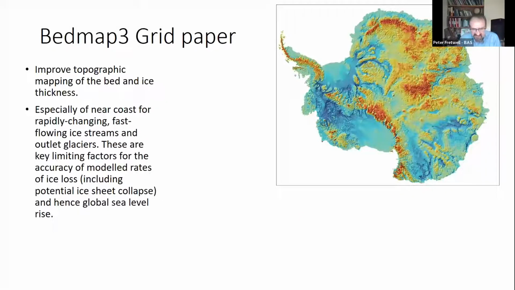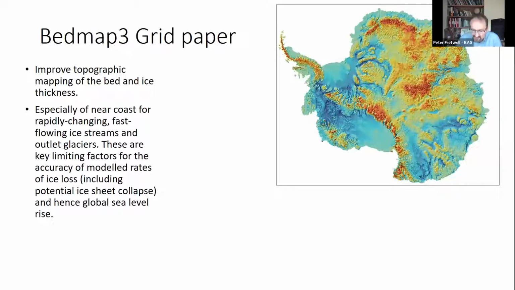The second part is the actual gridding, a new grid of bed. This isn't it, this is a very rough one I put together. We'll obviously incorporate the offshore bathymetry as well, using the new GEBCO and the new IBSCO 2 that's come out recently. We're going to concentrate a lot on the fast flowing ice streams and using a lot of the new data there.